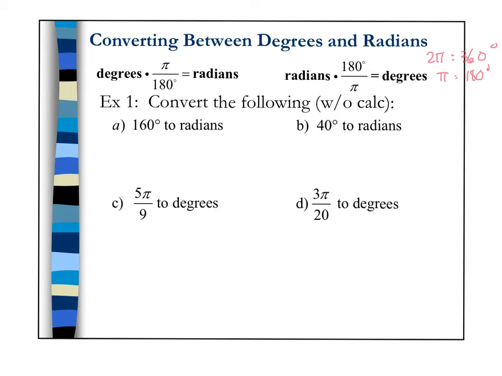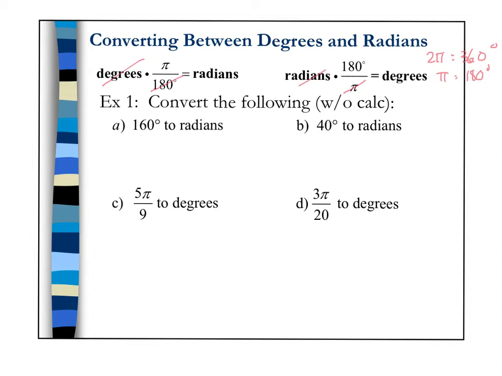If I want to take an answer in degrees and turn it into radians, then I need to have the 180 degrees on the denominator so that when I'm all said and done, my answer will be in terms of radians. If I want to finish with a degrees answer, then I need to have my pi on the denominator so that my radians units will cancel off.